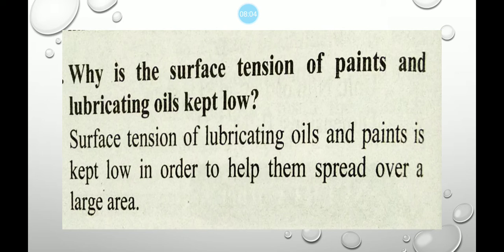Then next, some questions are given here. Can you recall the questions that are given on page number 33 in your textbook? One question, which is in your question bank, is: why is the surface tension of paints and lubricating oils kept low? Surface tension of lubricating oils and paints is kept low in order to help them spread over a large area.